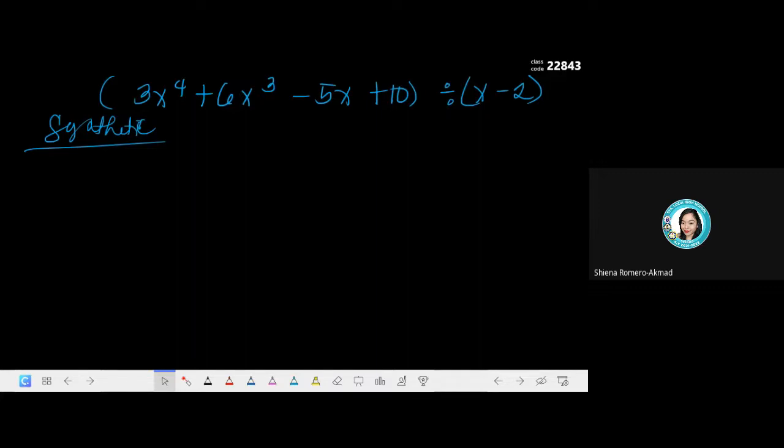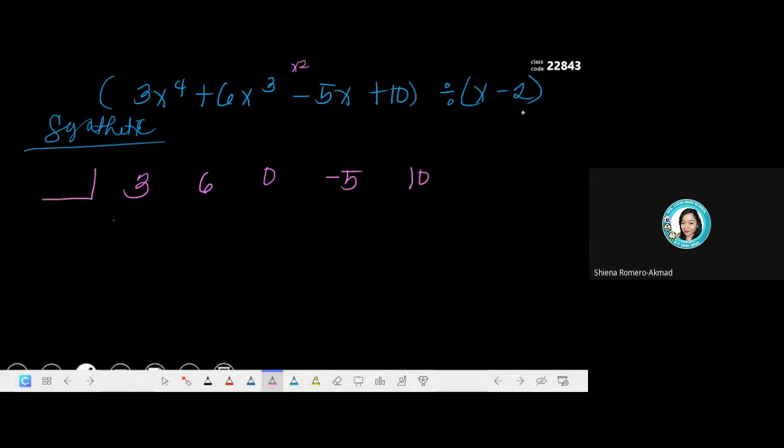Then, those in the comment section, please write synthetic, those on FB Live. As I said earlier, we have to make sure that they are complete. But here, in this case, we have no x squared. So, since there is no x squared, we will replace its numerical coefficient with 0. So, what are our coefficients? We have 3, 6, then there is none here, right? 0, then we have negative 5, then positive 10.